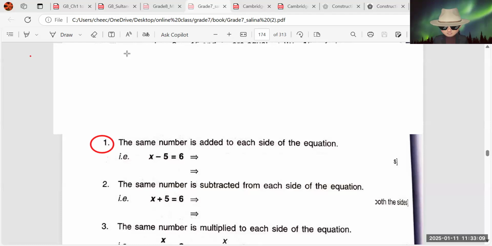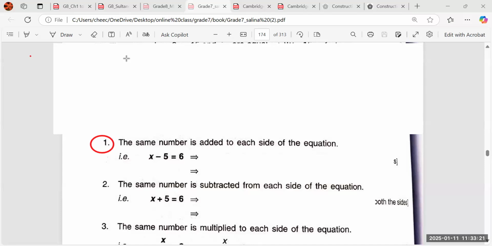So we have to solve this one. Yes. Okay. After solving step by step, send your answer.